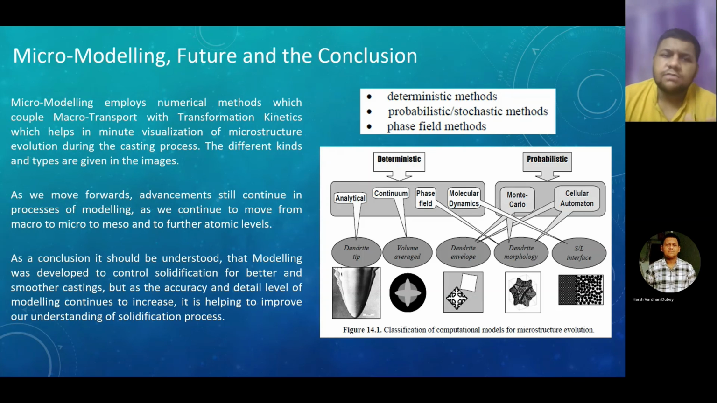As we move forward, more advancements still continue to happen in the process of modeling, from micro to meso to further atomic levels. And as a conclusion, it should be understood that modeling was developed to control solidification for better and smoother castings. But what has happened in the process is, as micro modeling has evolved, it has helped us better our understanding of solidification as a process.